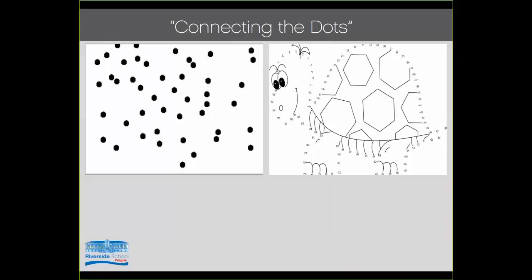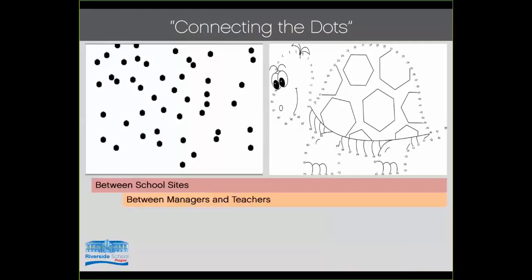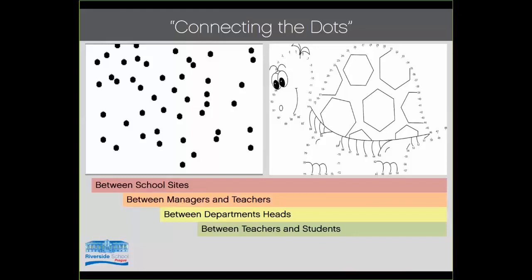Connecting these dots is very important for us. We really want to connect the dots of our data between school sites. We want to connect the dots between our managers and teachers, between our department heads. We want to connect the dots between our teachers and our students, between our schools and our parents. And finally, we really want to connect those dots between individual student data points.